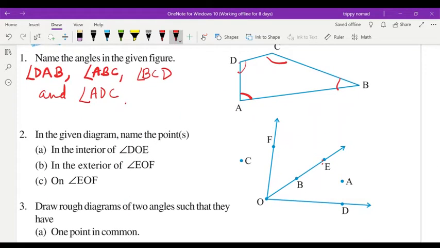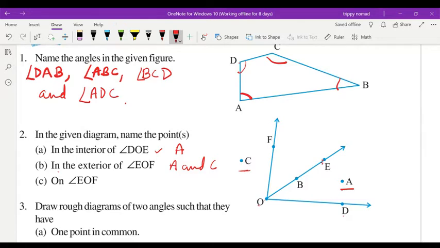Now next question: in the given diagram, name the points. Name the points in the interior of angle DOE. Interior means inside, that means point A. Then in the exterior of angle EOF. Exterior means this one. So what are these points? Exterior of EOF: point C and point A.